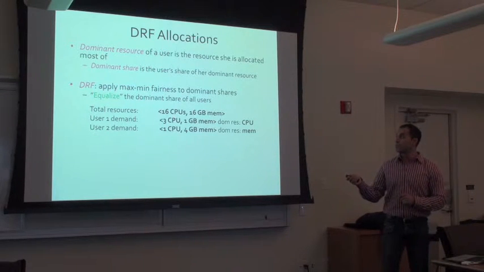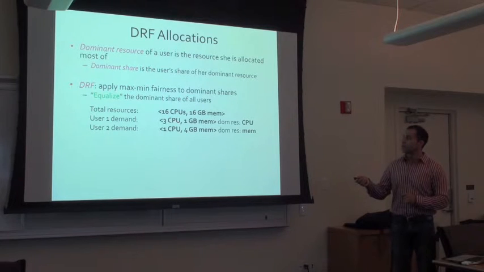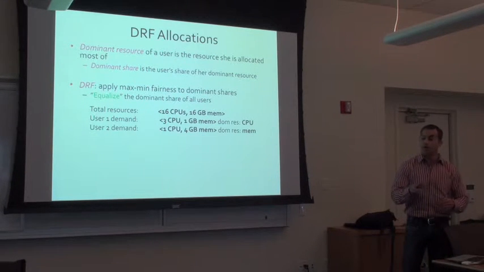Let's say we had a cluster with 16 CPUs and 16 gigabytes of memory, and we had two users. The first user demanded to run lots of tasks, each requiring 3 CPUs and 1 gigabyte of memory. The other user wanted 1 CPU and 4 gigabytes of memory. As soon as we start allocating these, the first user wants much more CPU. It wants 3/16 of CPU, whereas it only wants 1/16 of the available memory. So its dominant resource is CPU. The second user, if you do the same math, actually wants more memory, so its dominant resource is memory. These two users now have different dominant resources.